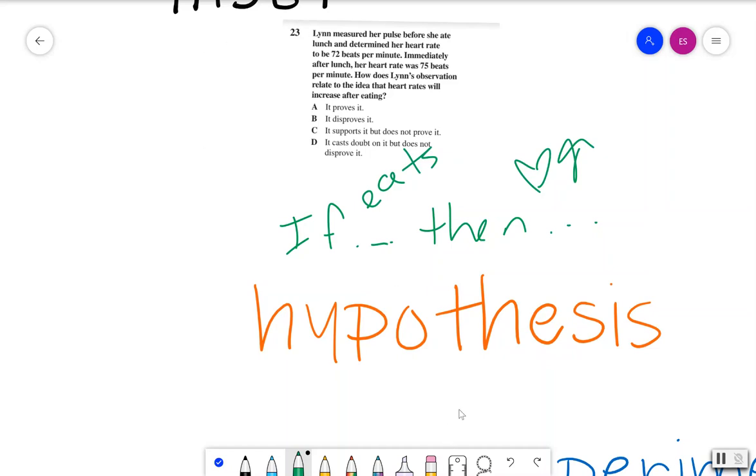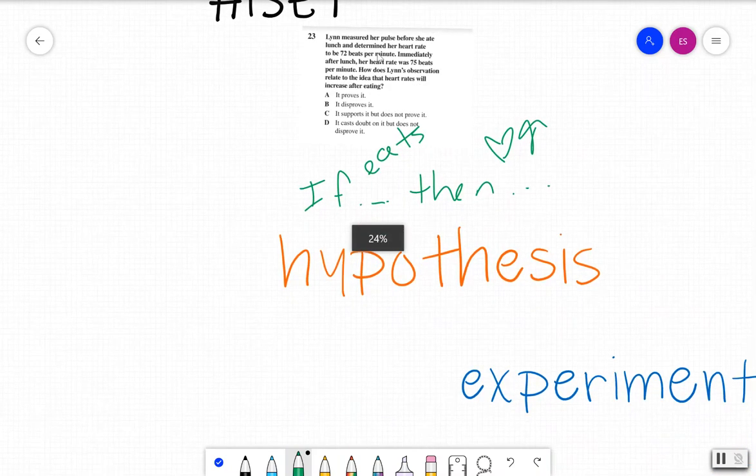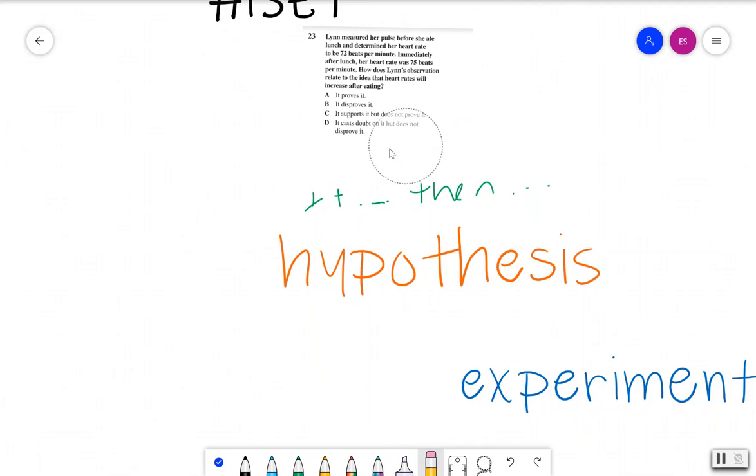So the next part of this is that she actually tried it out. This is what we'll call an experiment. An experiment is when you put a hypothesis to the test. And so you take that idea, that if-then statement, and then you test it out to see if it's true. In this case, Lynn measured her pulse before she ate lunch, and then she ate, and then she measured it again. So she's testing to see if there's an increase.